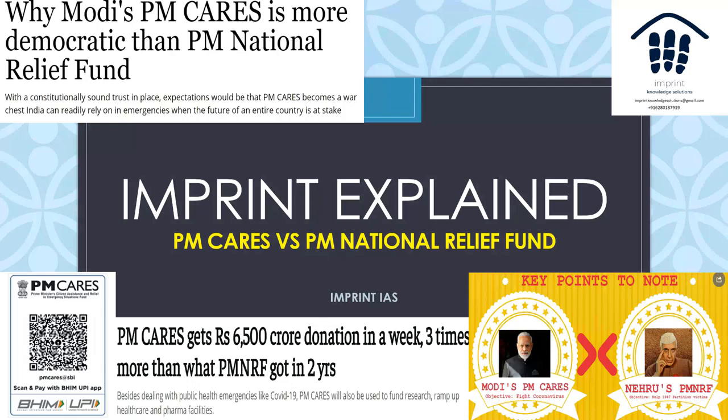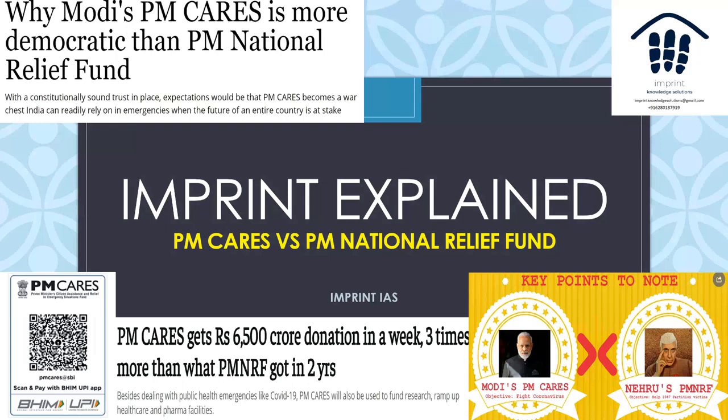And today we're looking at the PM Cares versus the Prime Minister's National Relief Fund, that is. What are the objectives of them, what are the differences, what has happened? And we look at various articles. There's an article in the Business Standard talking about why PM Cares is more democratic than the PM Relief Fund, the history of the Prime Minister's Relief Fund, what all it does, vis-a-vis how much money it has, and now in some ways PM Cares has a lot more money.